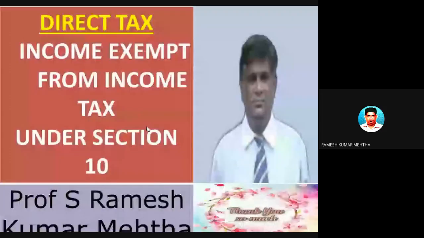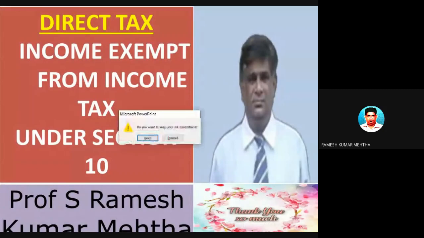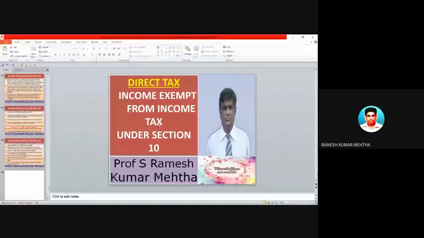So these are some of the incomes which are exempted under the Income Tax Act 1961 under Section 10. A comprehensive list of this has been discussed, and this is a very important topic. You need to have a thorough understanding of this kind of incomes which are exempted from tax. Hope you have taken a very serious note of the same.